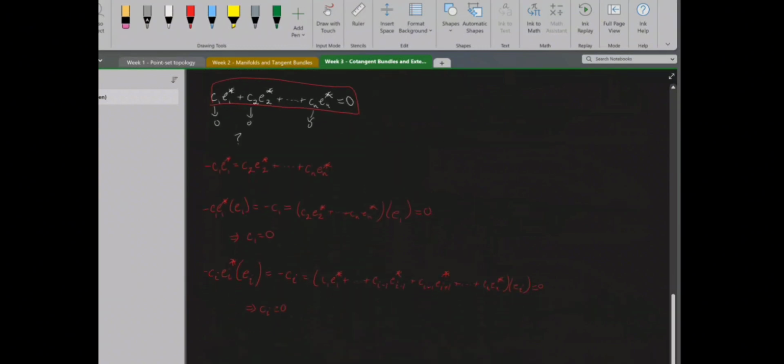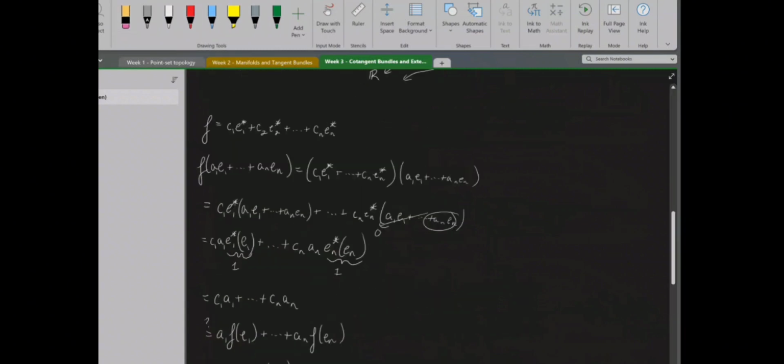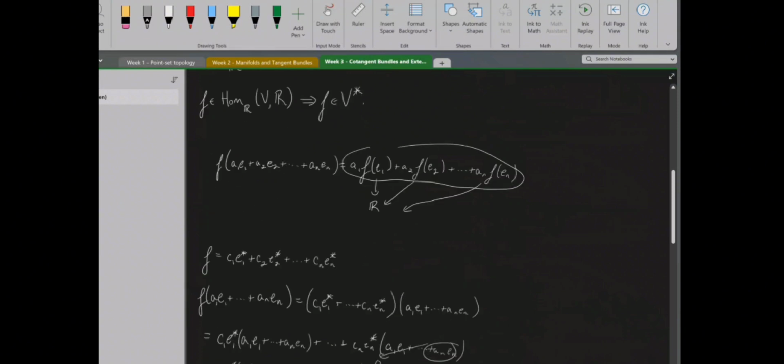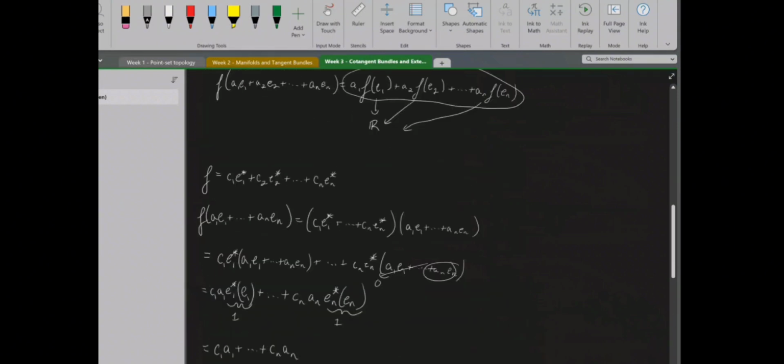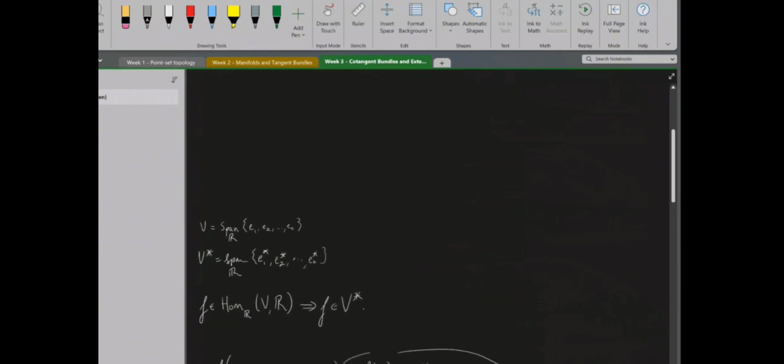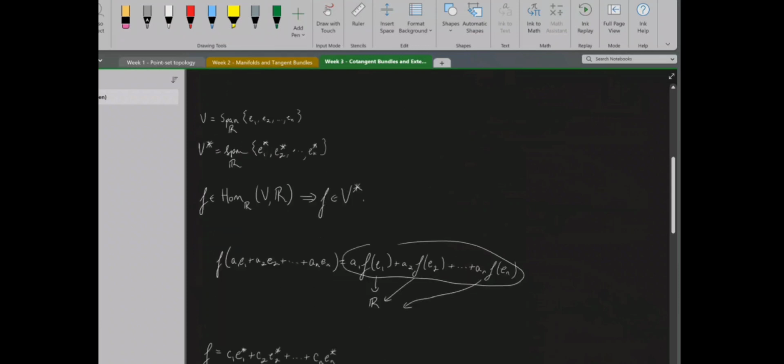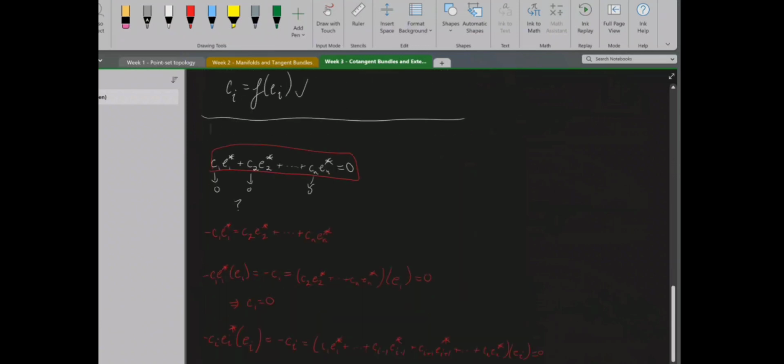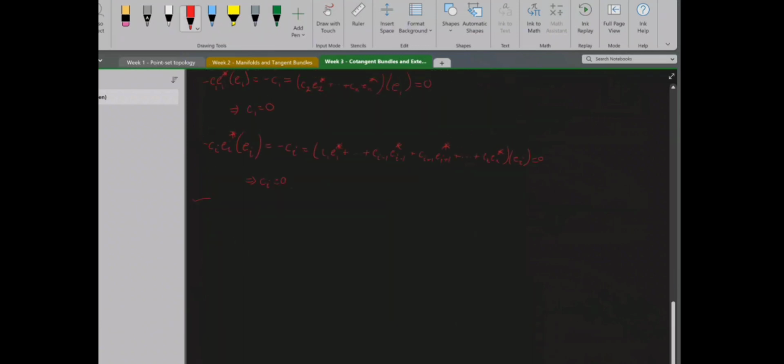So we got that by virtue of knowing how these ei stars act on the basis vectors ei for V. And that tells us that this is a basis for a vector space. And so if I form the span of that basis, it is going to give me a vector space. Okay. So that is the solution for number 1.